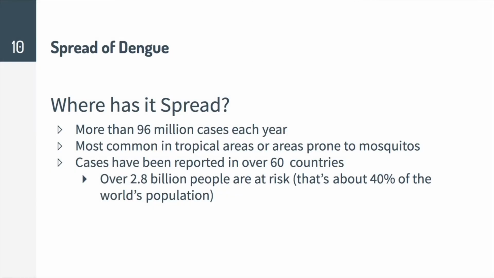So now we're going to continue this discussion of where it has spread. More than 96 million cases of dengue virus and dengue fever are reported each year. It's most common in these tropical areas or areas that are prone to mosquitoes, again, specifically the Aedes aegypti mosquito. Cases have also been reported in over 60 countries. So in all, over 2.8 billion people are at risk. That's about 40% of the world's population, which is really shocking if you think about it.